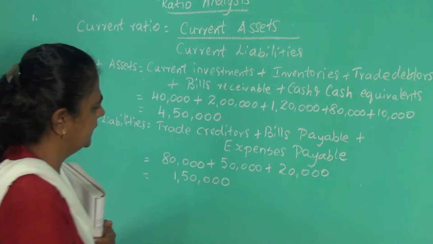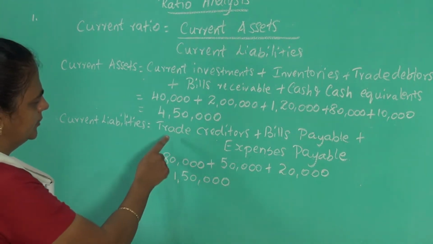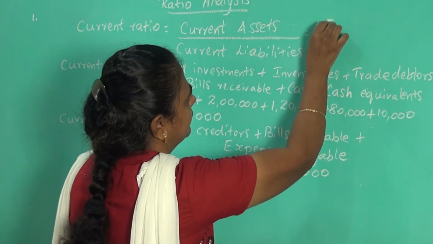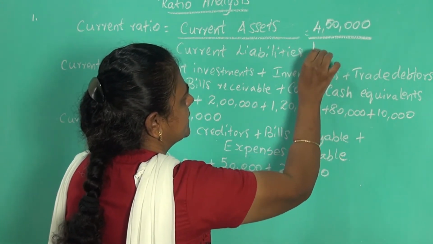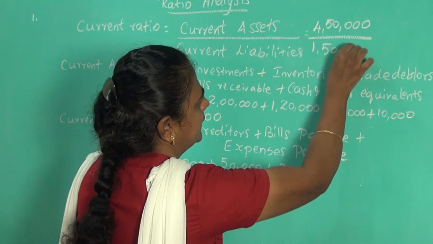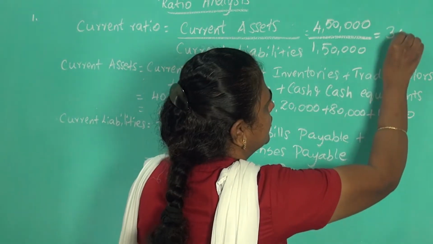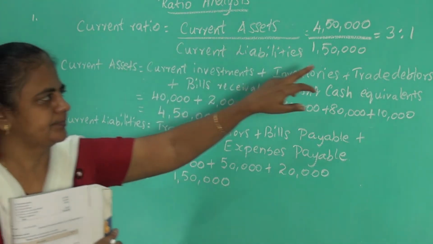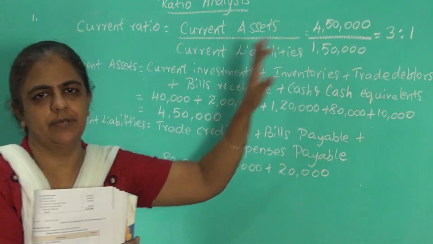Now you got current assets and current liabilities. Take and substitute in the formula. So current assets is 4 lakh 50,000. Current liabilities is 1 lakh 50,000. So that will give you 3:1. Current ratio you have to write in proportion. Okay, ratio 3:1, like that you have to write.